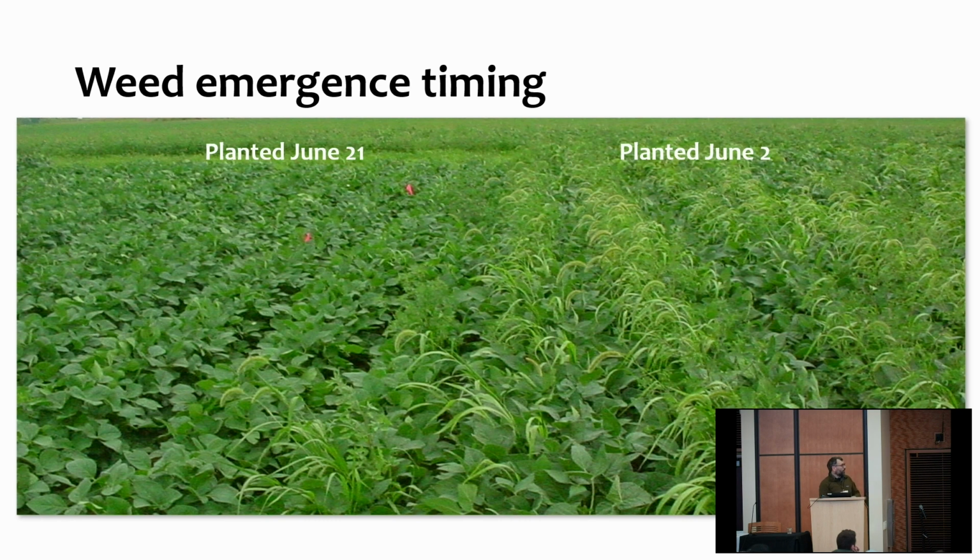In the picture on the other side, on the right, June 2nd, that's where it was planted right away without that false seed bed. And you can see the big visual difference here. A lot more weeds when you plant right away and when you don't let those weeds come up and terminate them, like we did with that later planting date.